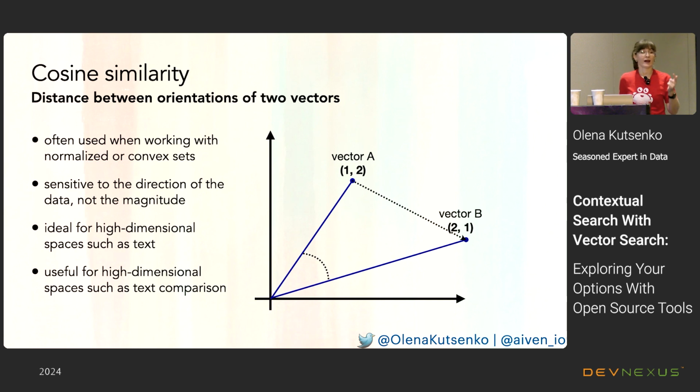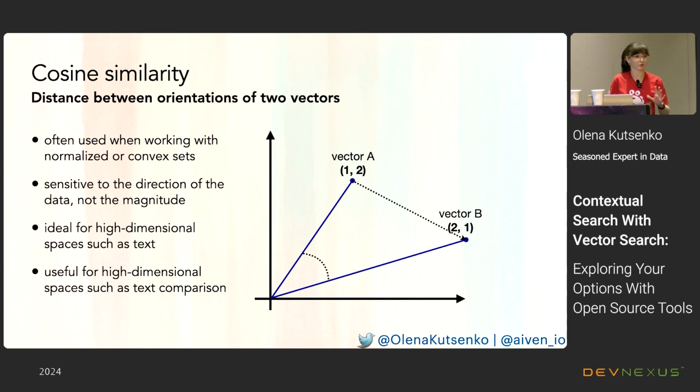And this one is kind of good when you don't care about the magnitudes of vectors. So we're taking the angle between the vectors and we're taking the cosine value of it. And if you have a normalized data set, so you don't have really huge difference in magnitude, or you don't care about magnitude, this is a good metric.